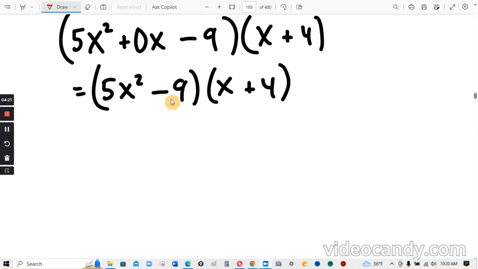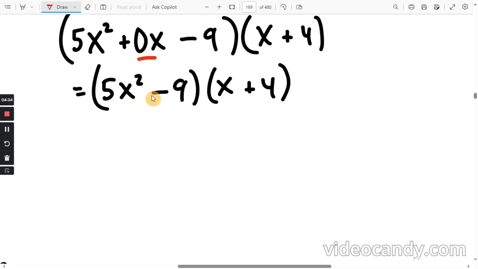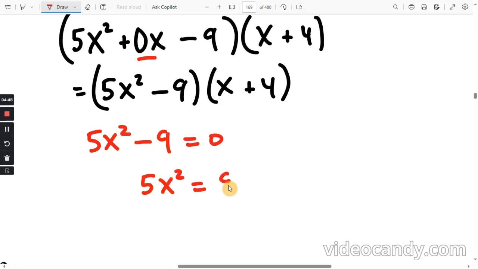Now, we need to factor this right here, okay? There's no greatest common factor, and this one doesn't have an x term, but do we need to use the quadratic formula? No, we do not, because there's no x term. All right, so we can just set this equal to 0. All right, 5x squared - 9 equals 0. If you do +9 on both sides, you'll get 5x squared equals 9. And this is x squared times 5. The opposite of times 5 is divided by 5. So x squared is 9/5.